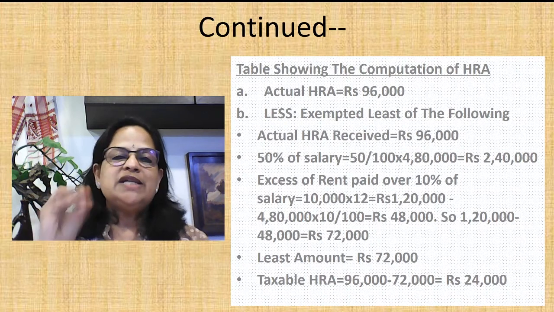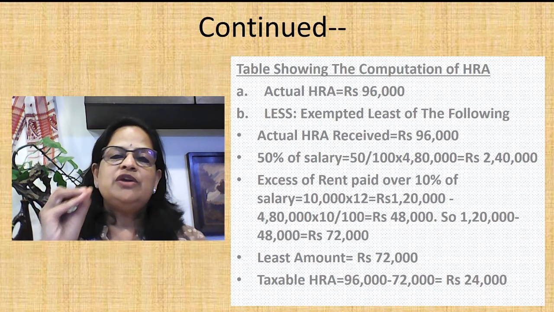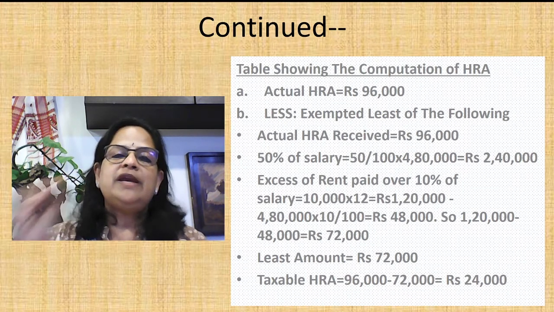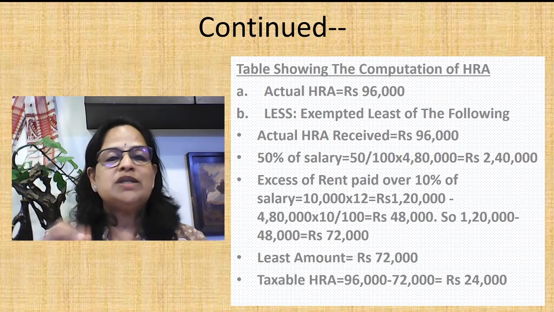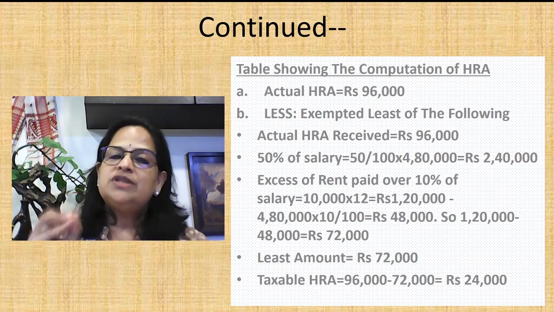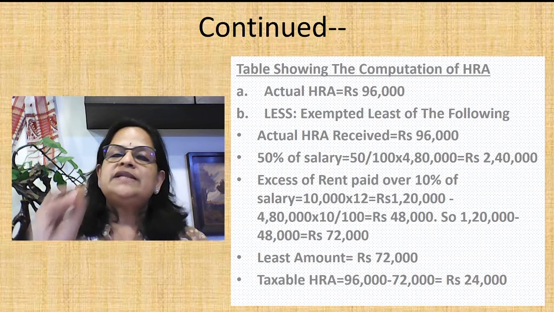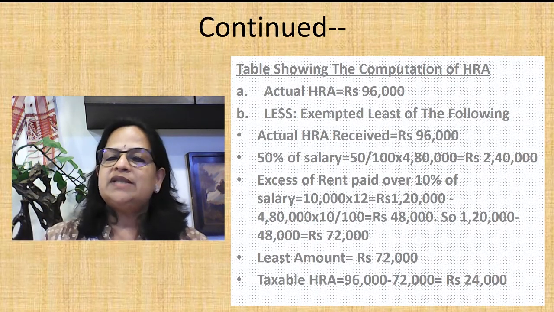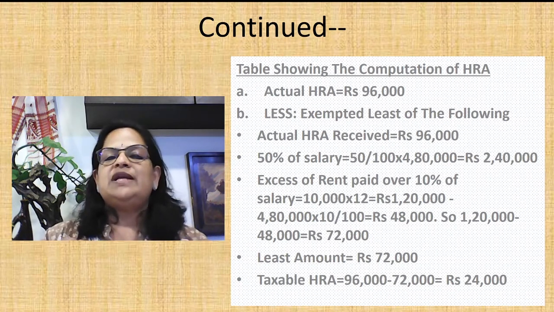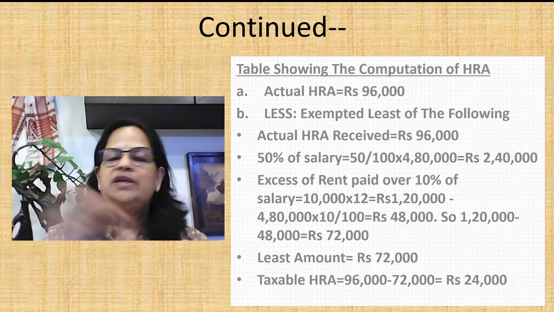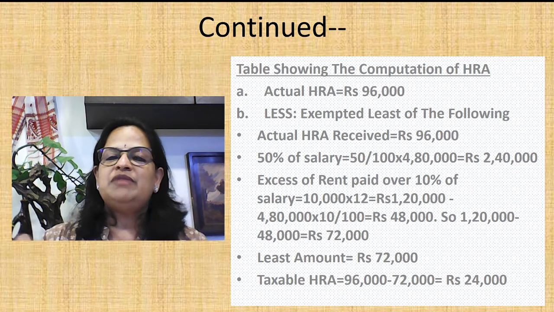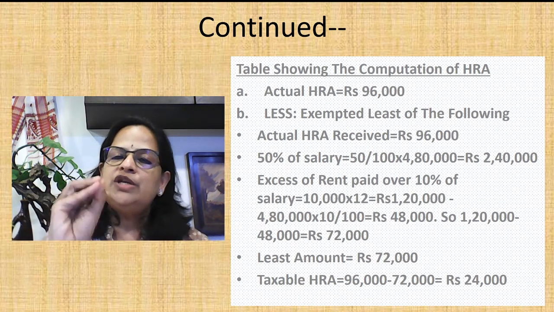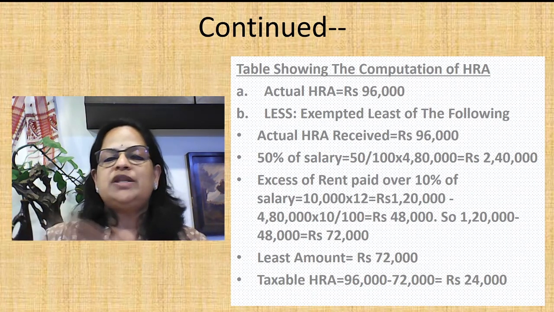Now you know the HRA deduction, I told you the section you have to remember, section 10(13A). That's very, very important. If you get a 2-mark question, you have to quote the section also. Less: exempt, least of the following. Actual HRA received, 96,000. 50% of salary, so 4,80,000. DA is not entering into retirement benefits. So 4,80,000 into 50 by 100, 2,40,000.